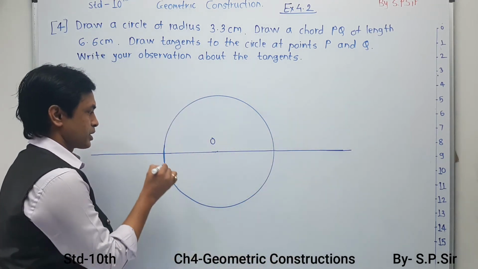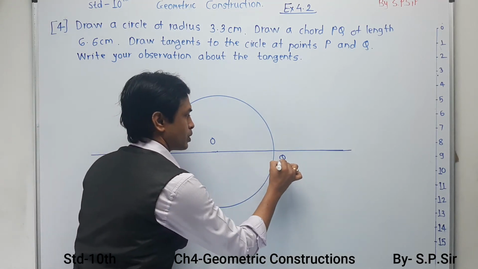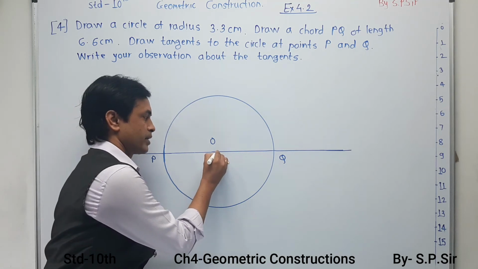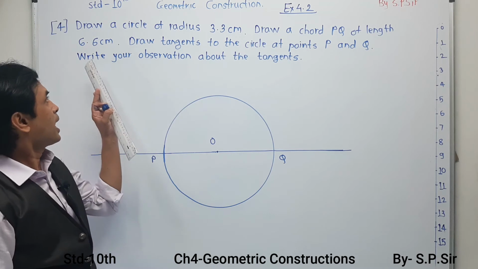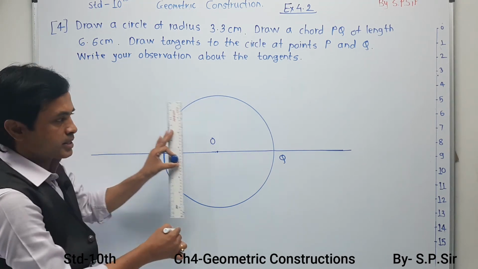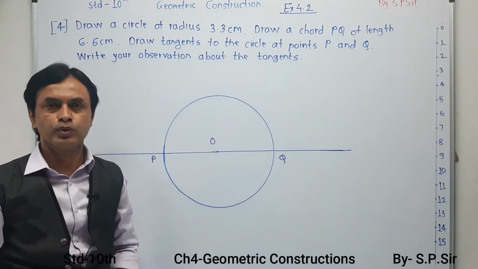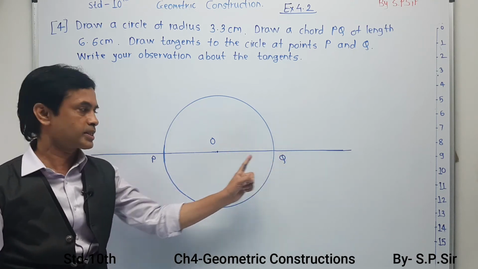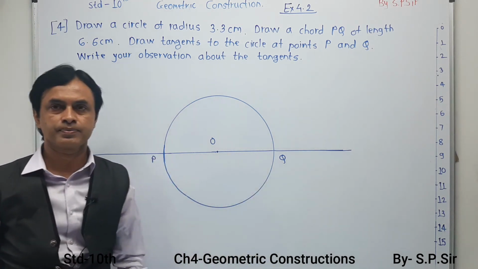Now as per their condition, here PQ is a chord of length 6.6 centimeter having center O. Now remember we have to draw two tangents at points P and Q. Your first tangent will be like this and your second tangent is like this, and for that we have to do a construction. So we have drawn a chord PQ of length 6.6 centimeter, extended outside the circle from both sides.